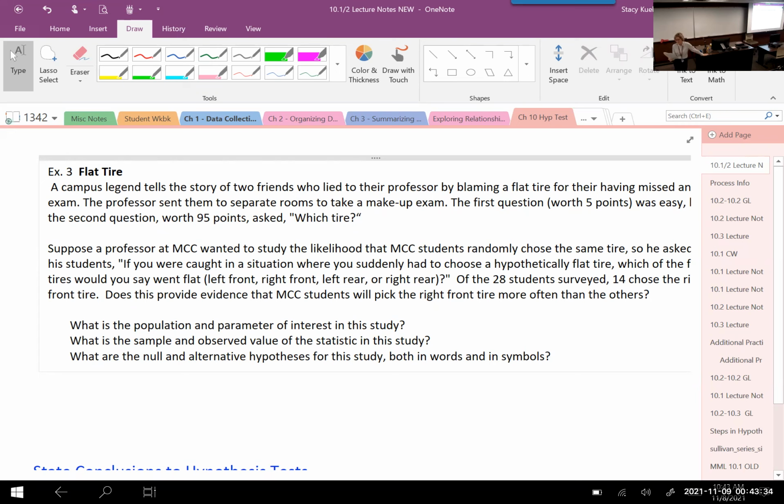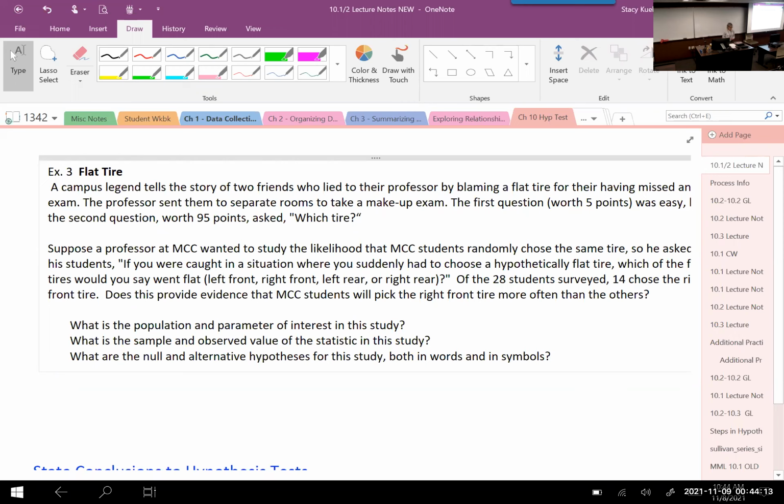All right, so suppose a professor at MCC wanted to study the likelihood that MCC students randomly chose the same tire. So he asked his students, if you were caught in this situation and suddenly had to choose a hypothetically flat tire, which of the 4 tires would you say went flat? Left front, left rear, right rear. Of the 28 students surveyed, 14 chose right front. Does this provide evidence that MCC students will pick the right front tire more often than others? That's what we're looking at.